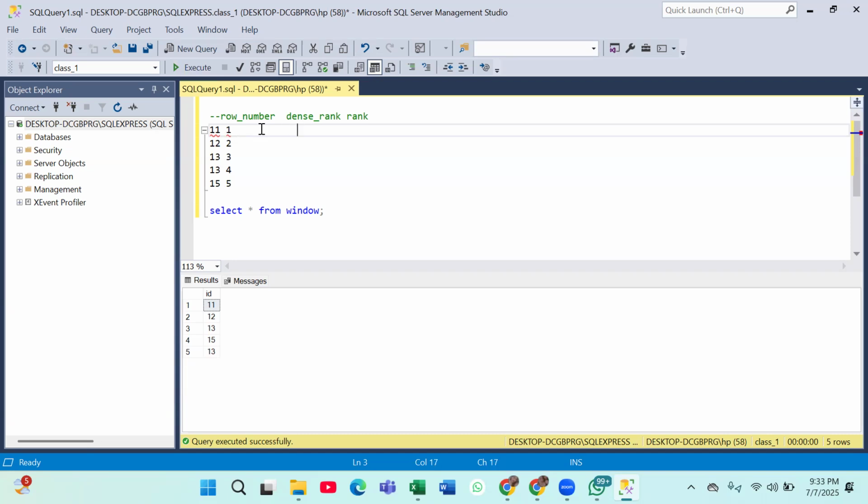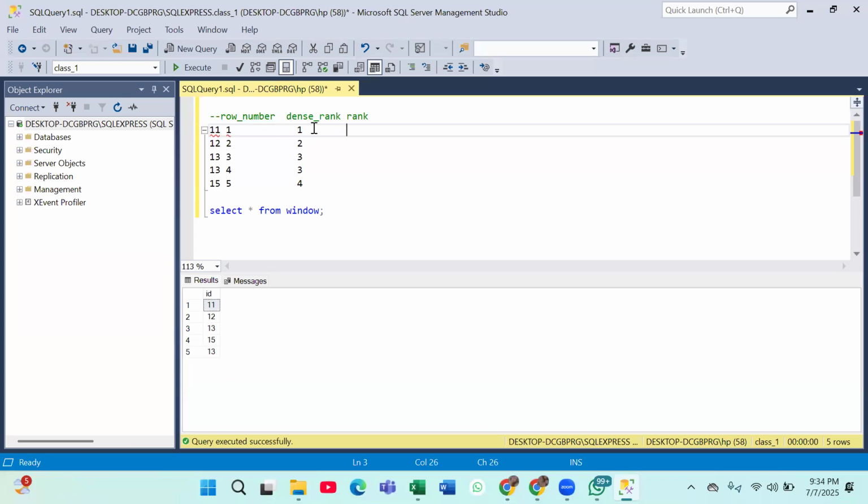Then we have dense rank. What is dense rank going to give you? It is going to give you proper ranking. So how will your proper ranking look like? 1, 2, 3, 3, and 4. Correct everyone? Is this clear?